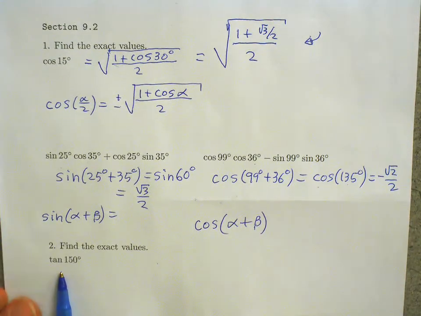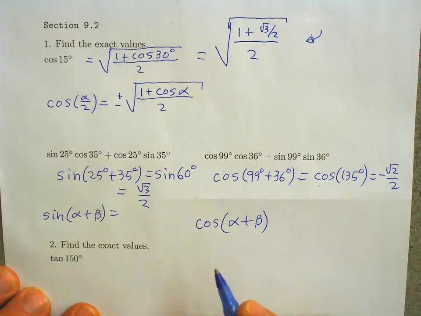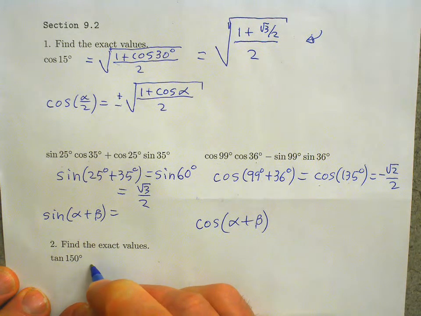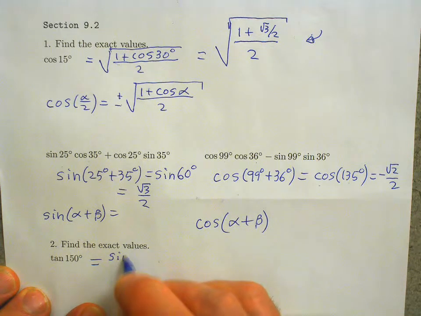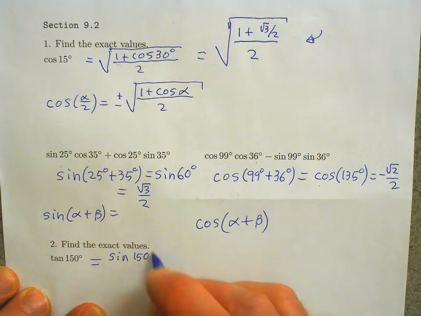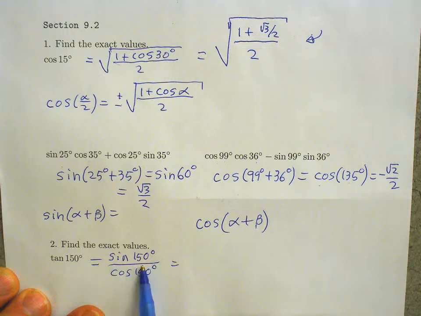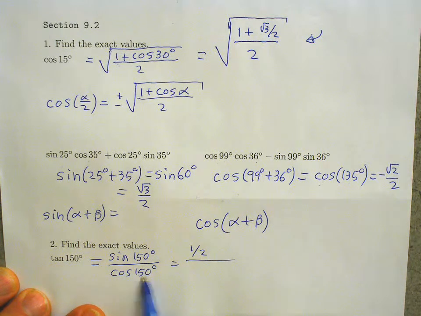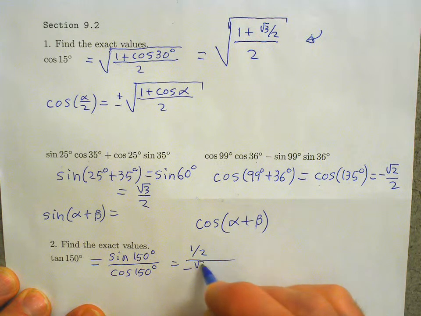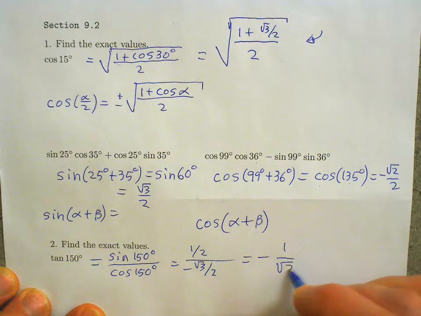Find the exact value tangent of 150 degrees. There's, as usual, a number of ways to do it. You can think of this as sine of 150 degrees divided by cosine of 150 degrees. Sine of 150 degrees is 1/2. Cosine of 150 degrees is negative square root of 3 over 2. So this is negative 1 over the square root of 3.